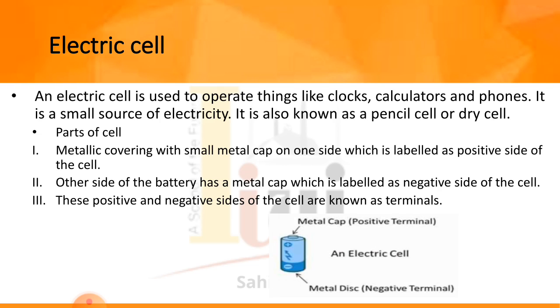You can see this picture on page number 132 of your textbook, showing an electric cell that has a metallic cap as a positive terminal, a metallic covering over the cell, and a negative terminal that is basically a metallic base. So there are some chemicals inside a cell. These chemicals produce charges in the cell. So the chemicals that are present inside the cell are the base for the production of charges in the cell.